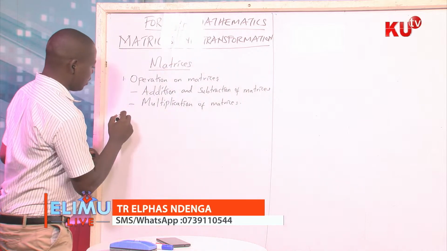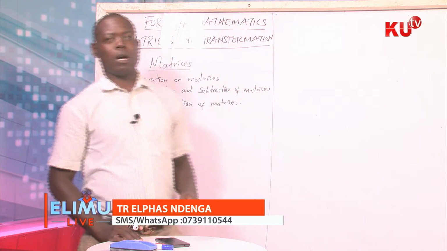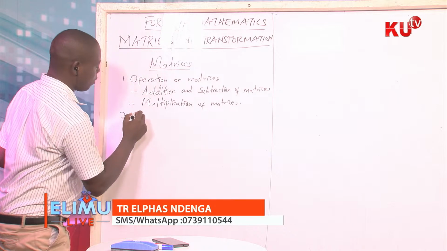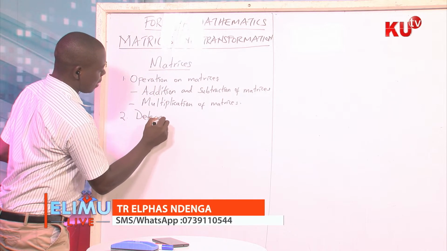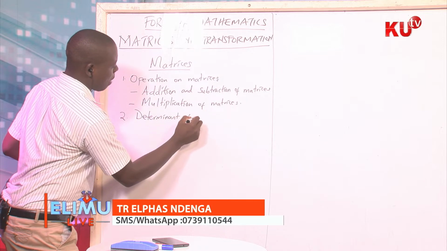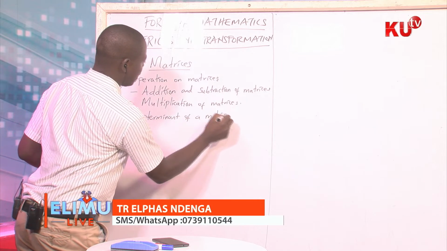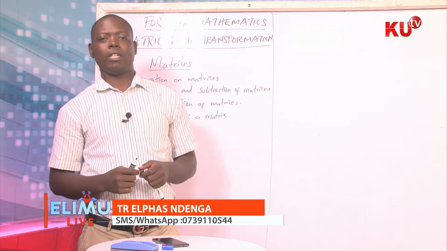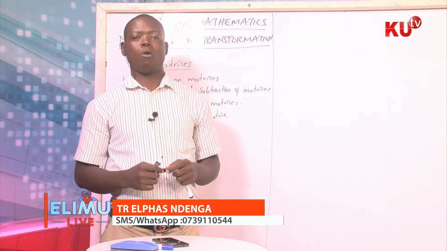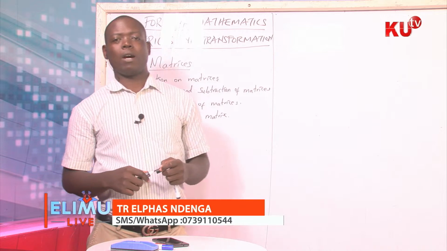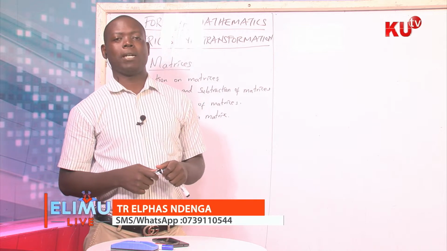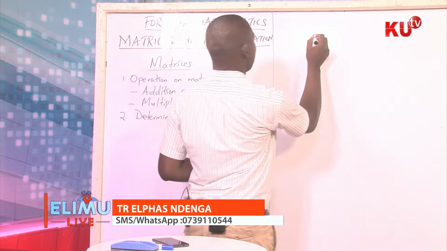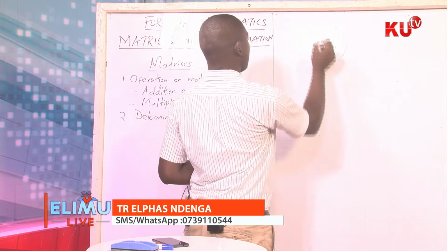Number 2, students, under matrices in Form 4, you'll be required to understand the basic concept on the determinant of a matrix. Specifically, we will concentrate on the 2 by 2 matrices. Remember, we have the order of matrices, where we give the order of a matrix based on the number of rows against the number of columns.